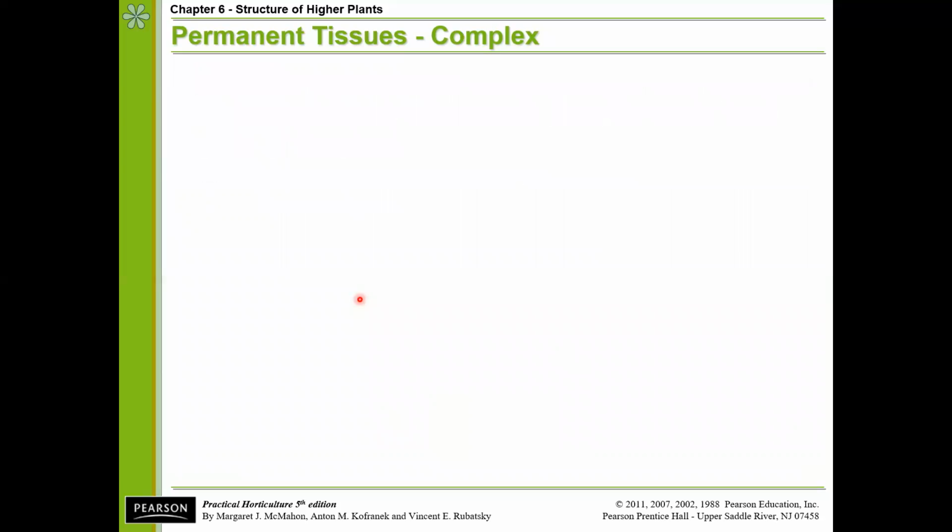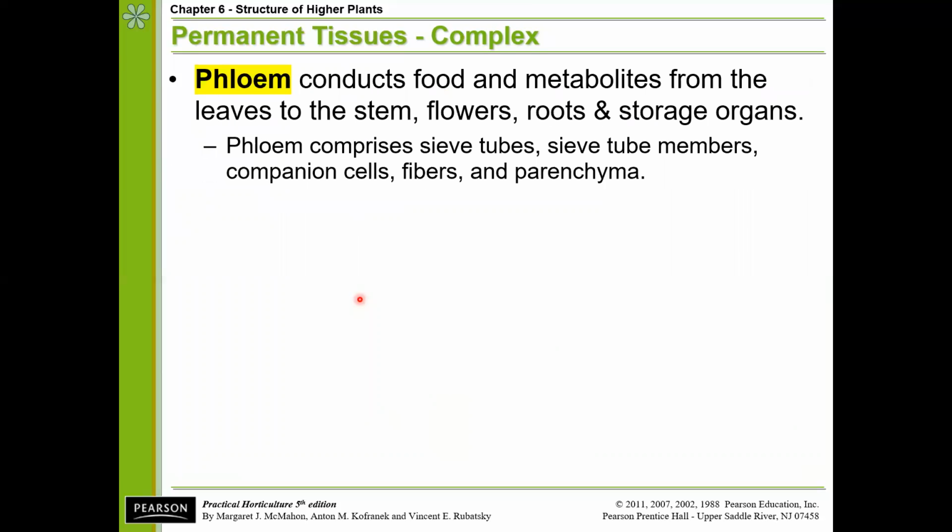And xylem chiefly moves up. So it can move some stuff down, but it's mostly moving that good stuff up to the leaves, where we have photosynthesis occurring.